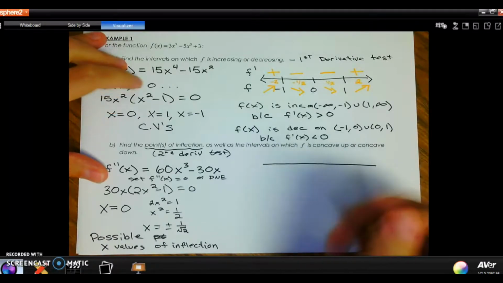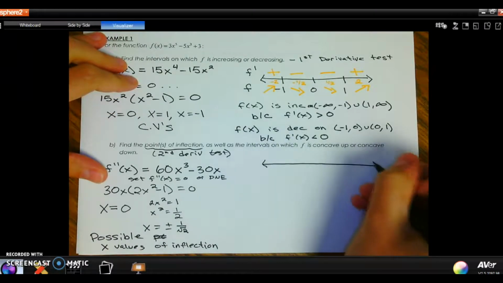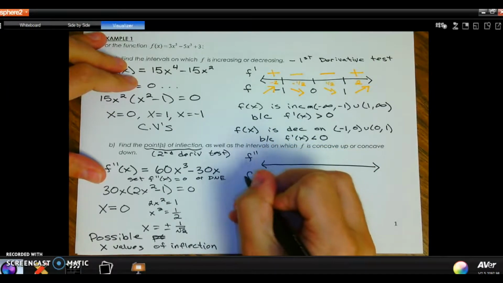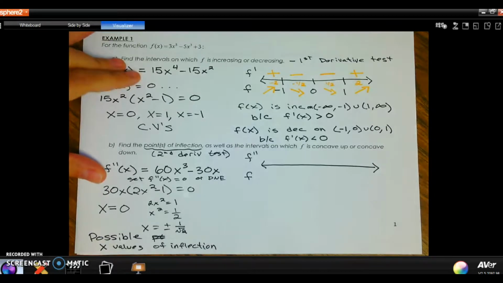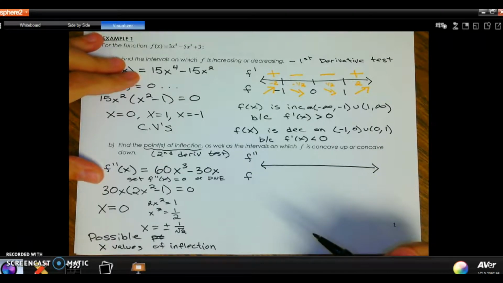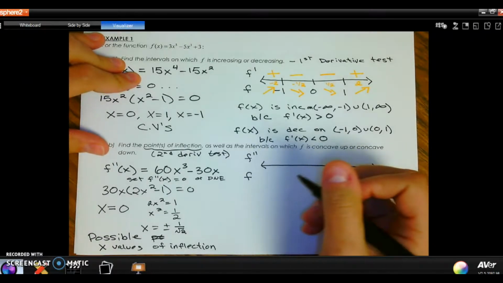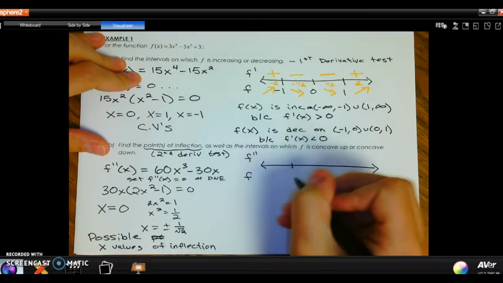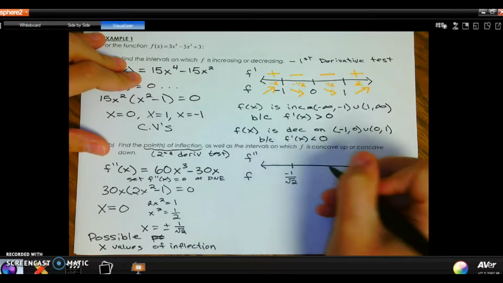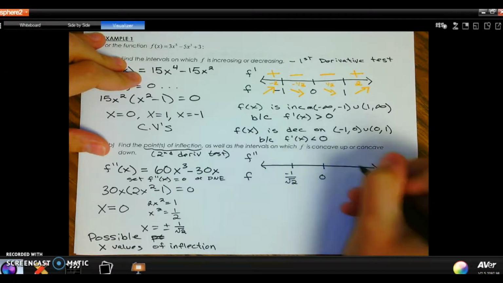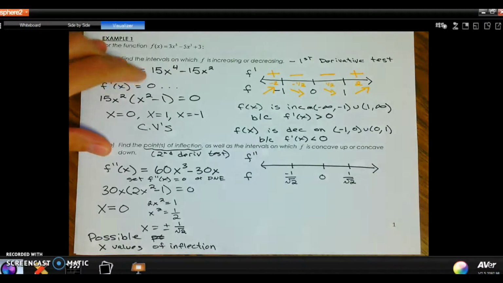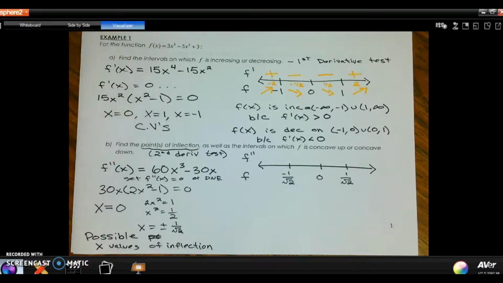I do the sign chart, very similar thing. And this time I'm going to label this f double prime, and I want to know what it tells me about the original. So that's why I'm very particular, and I always make sure I label so that I pay attention to what I'm doing. And I put those possible x values of inflection on there. So I have negative 1 over square root of 2 and 0 and positive 1 over square root 2 there, right on my sign chart.